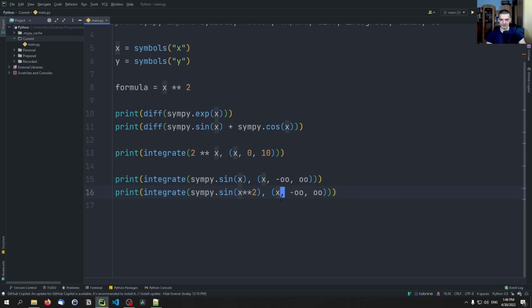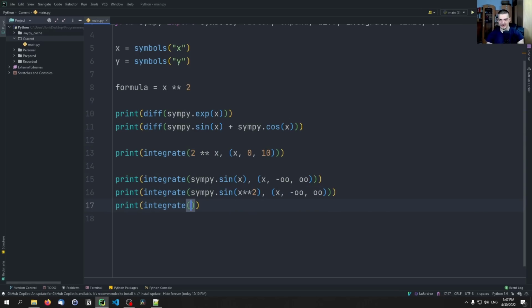Again, you can just take your homework, your assignment, your task, whatever you're doing, and translate it into SymPy code. And I think it's quite intuitive, because you have the formula, you specify the variable, and you specify the range. If you don't want to specify the range, you can just specify the formula and the variable that you're integrating for.